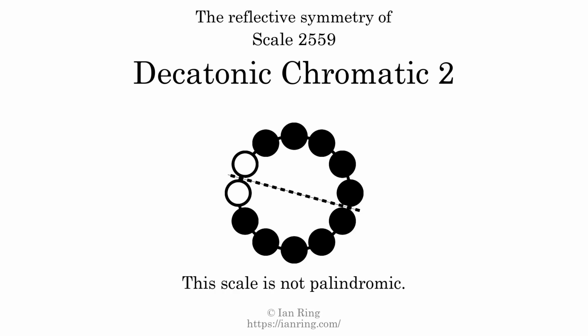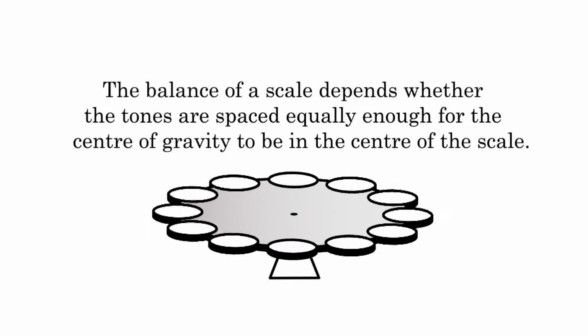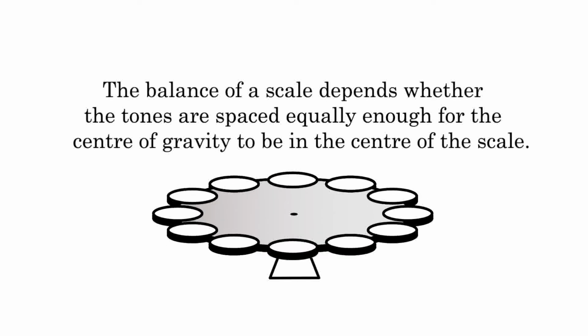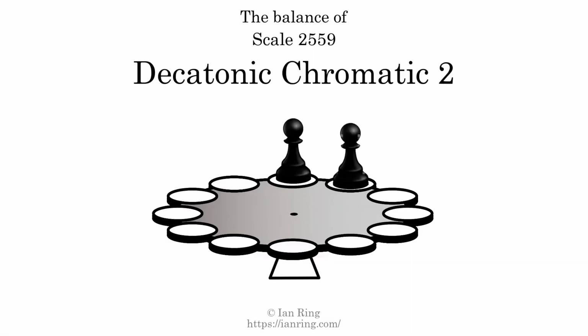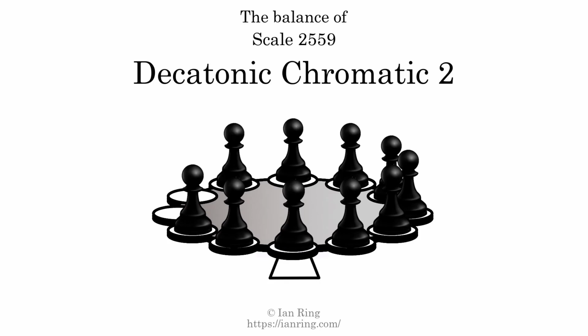This scale has reflective symmetry across an axis position 3.5 semitones from the root. This scale has a different pattern of intervals ascending and descending, so it is not palindromic. This scale has one ridge tone. The balance of a scale depends on whether the tones are spaced equally enough for the center of gravity to be in the center of the scale. This scale is not balanced.